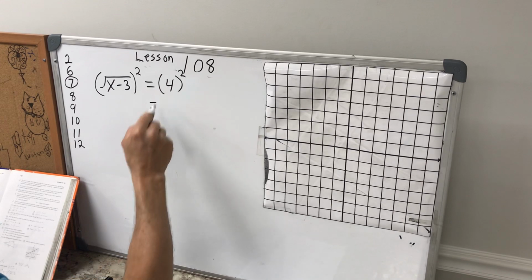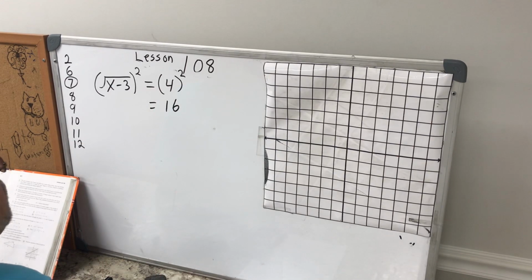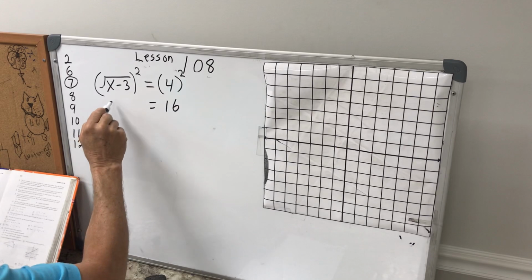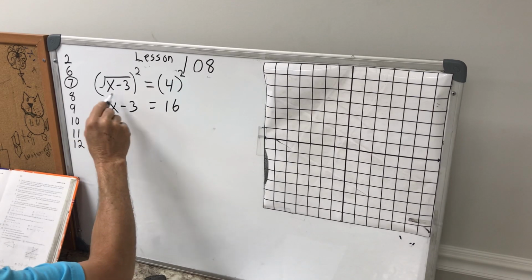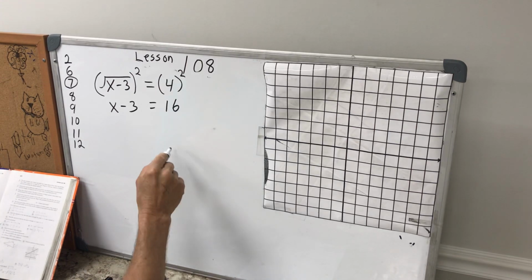This is easy. 4 times 4 is 16. What is the square root? What is the square of x minus 3? Well, I'm going to show you what the truth is, and then I'm going to show you why. x minus 3 is actually the square of that. Why is that true? Let's try this.